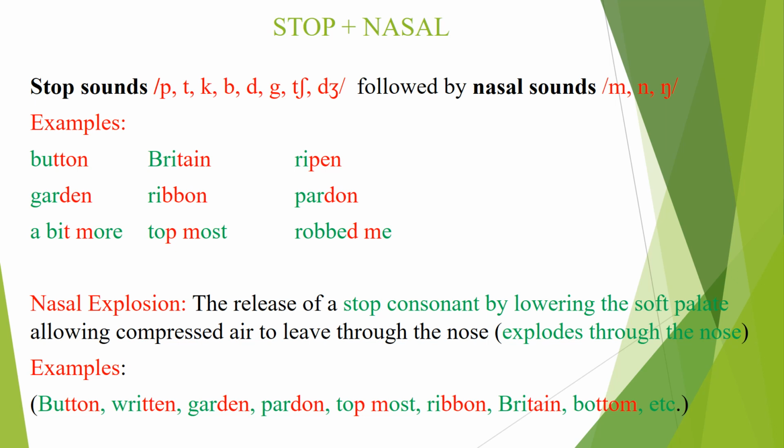Button, Britain, ripen. So nasal explosion is the release of a stop consonant by lowering the soft palate, allowing compressed air to leave through the nose, i.e. explodes through the nose. Again, in the examples of button, written, garden, pardon, topmost, bottom, all of these words have nasal explosion.